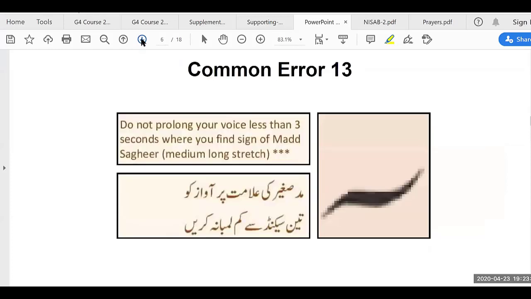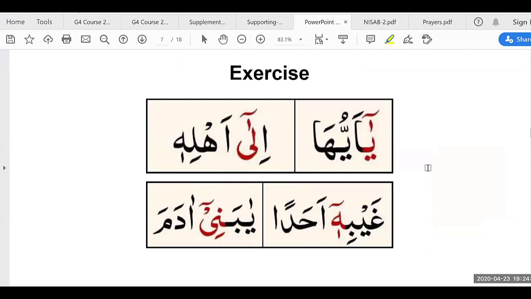Okay, so this is also common error number 13. Do not prolong your voice less than 3 seconds where you find the sign of madde saghir, medium long stretch. So now we are going to do the exercise. Can I request the ST to pick a student?